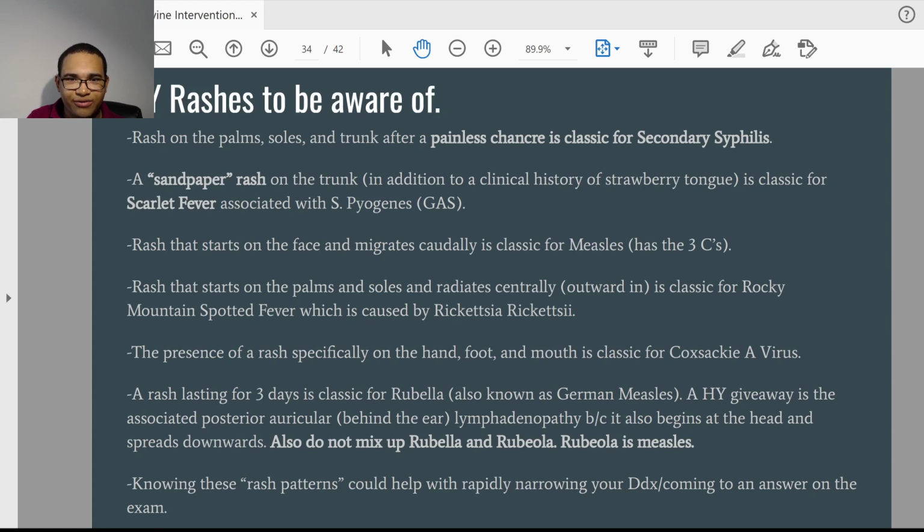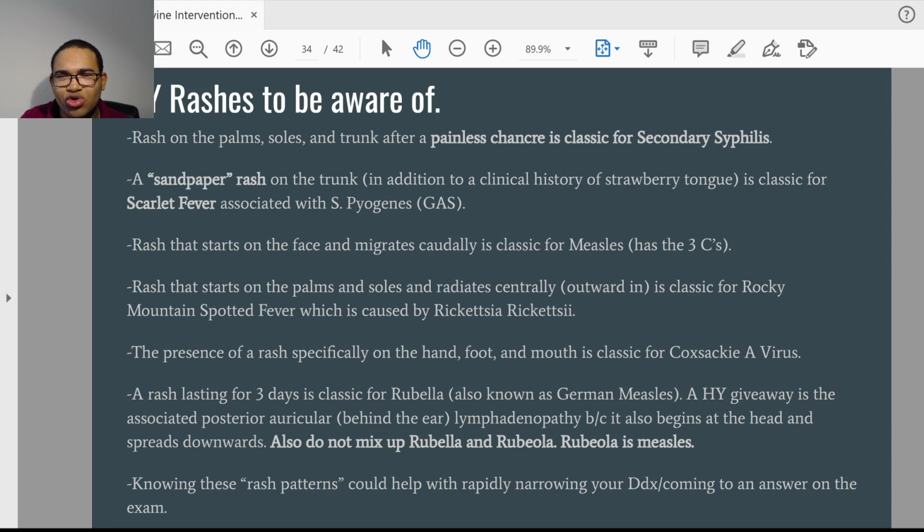Remember, for Rocky Mountain spotted fever, everyone gets doxycycline, with the exception of pregnant women, those people get chloramphenicol, okay? High yield to know that. So everyone, even if you're less than 80 years old, it doesn't matter, right? Rocky Mountain spotted fever is rapidly fatal if it doesn't get treated well. And then if a person has a rash on the hand, foot, and mouth, that's easy. That's Coxsackie virus.